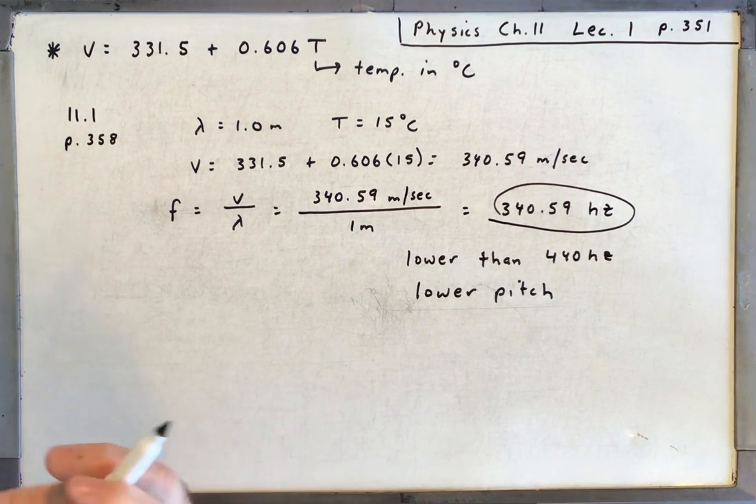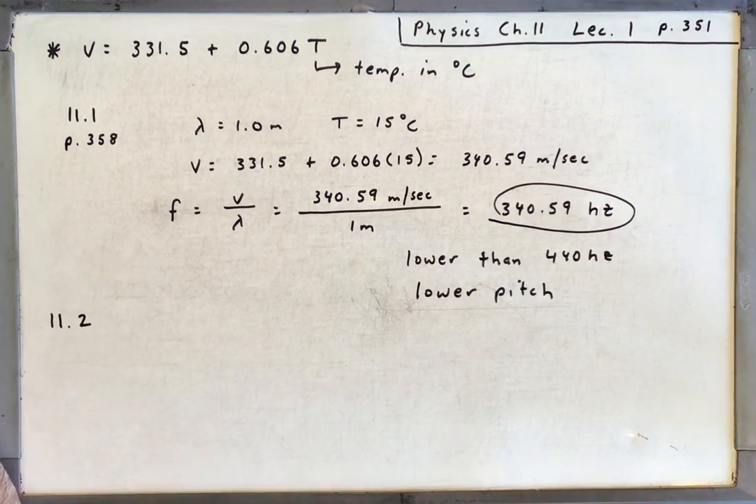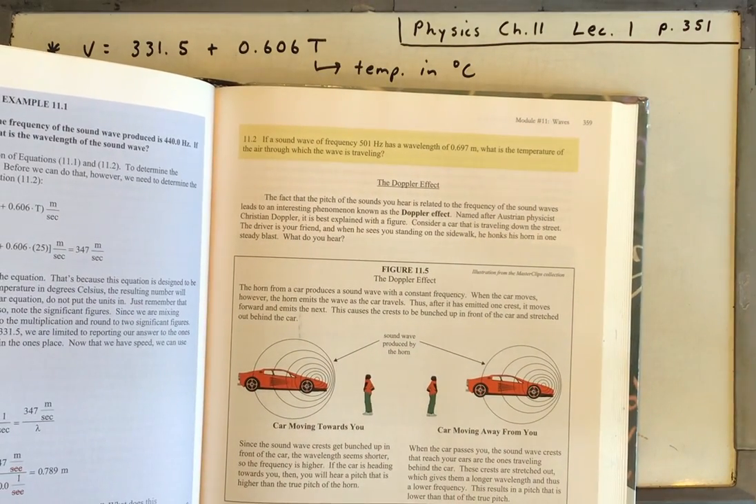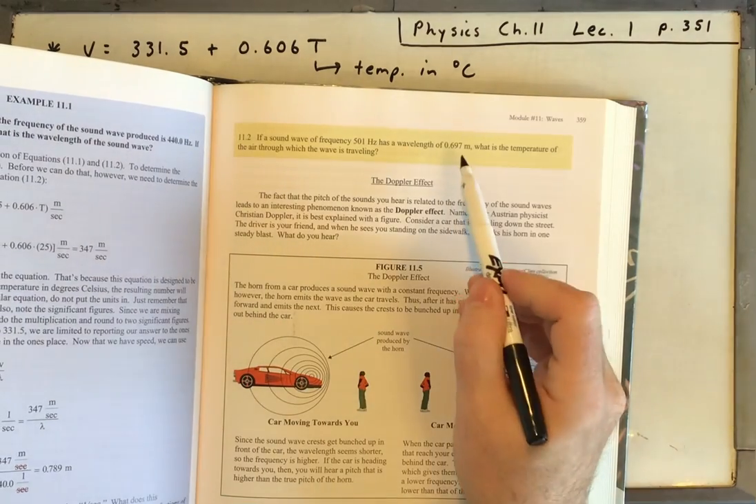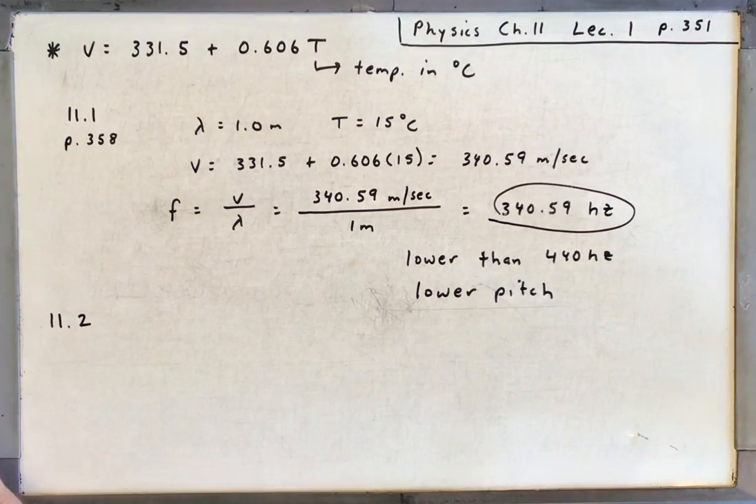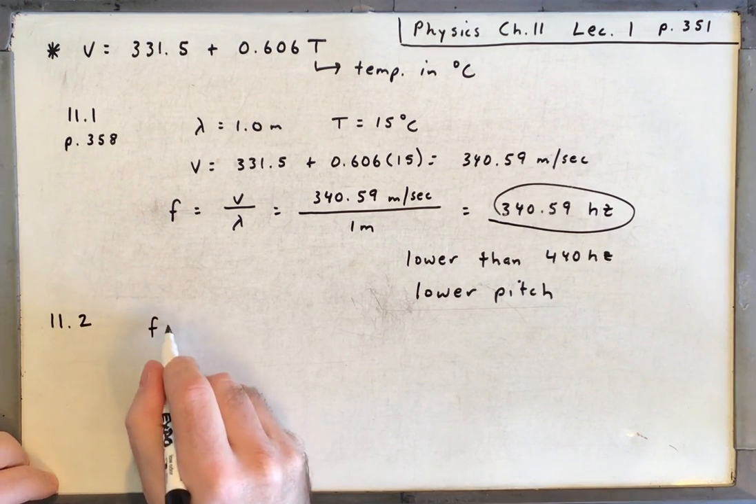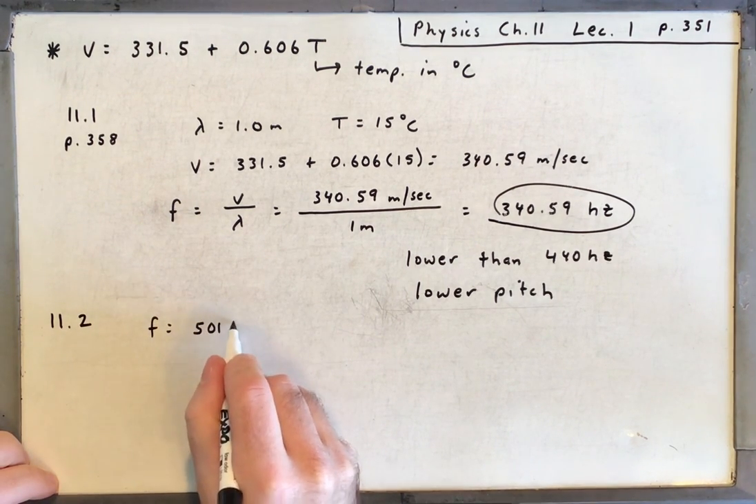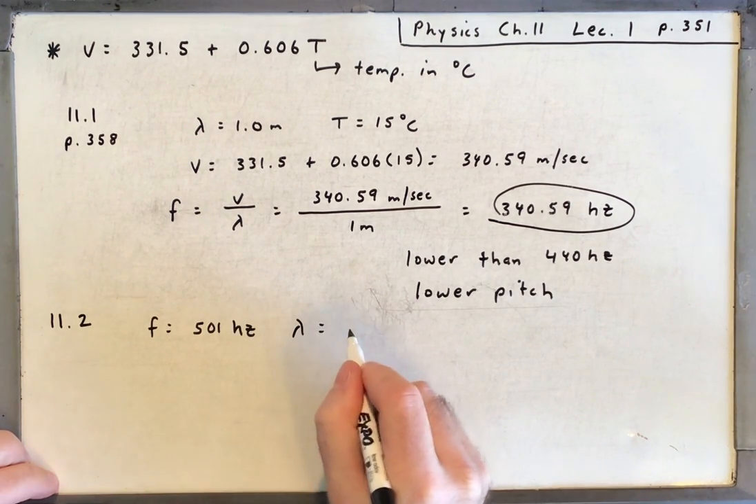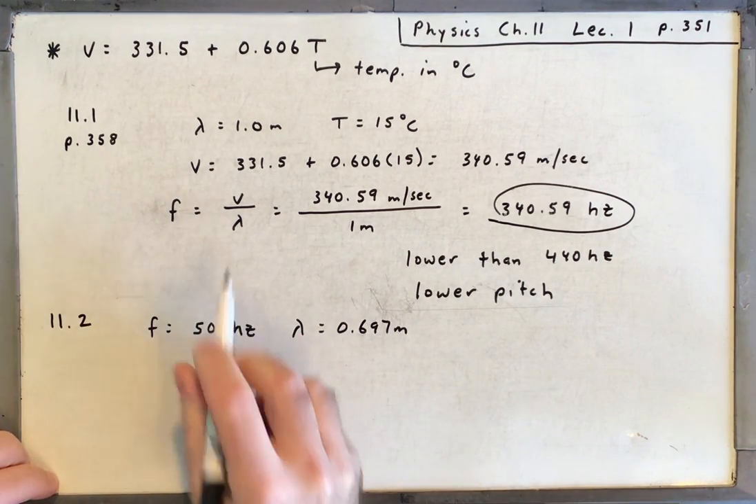All right, I think I can fit 11.2 into this space here. So 11.2 says, if a sound wave of frequency 501 hertz has a wavelength of 0.697 meters, what is the temperature of the air through which the wave is traveling? All right, so on this one, we know that the frequency is equal to 501 hertz. We know that the wavelength is 0.697 meters. So we can get the velocity.